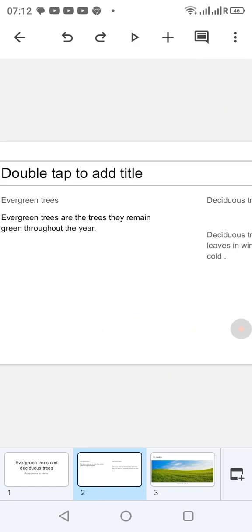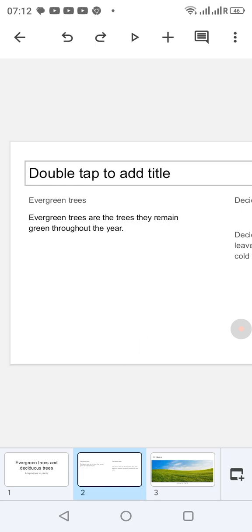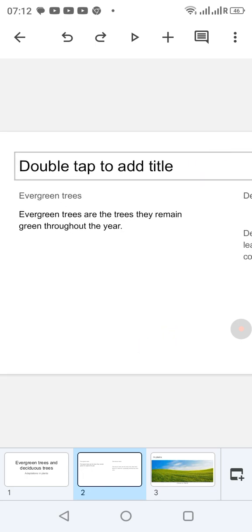What are actually evergreen trees? Evergreen trees are the trees that remain green throughout the year. The word evergreen means itself: all the time they remain green.